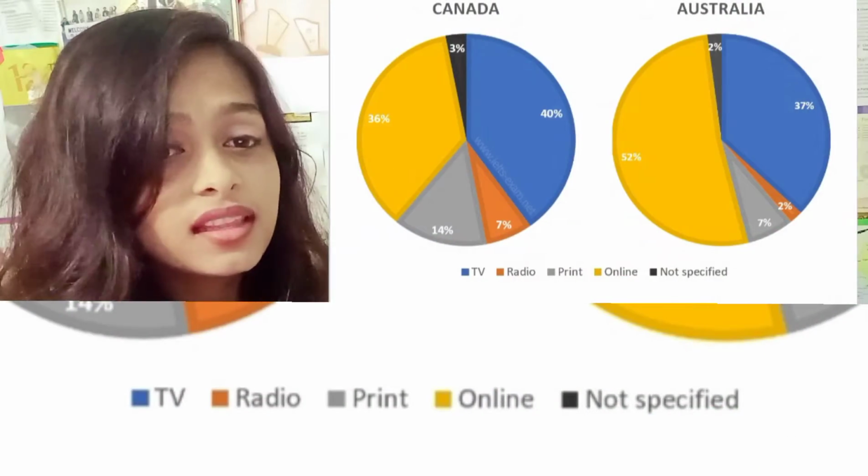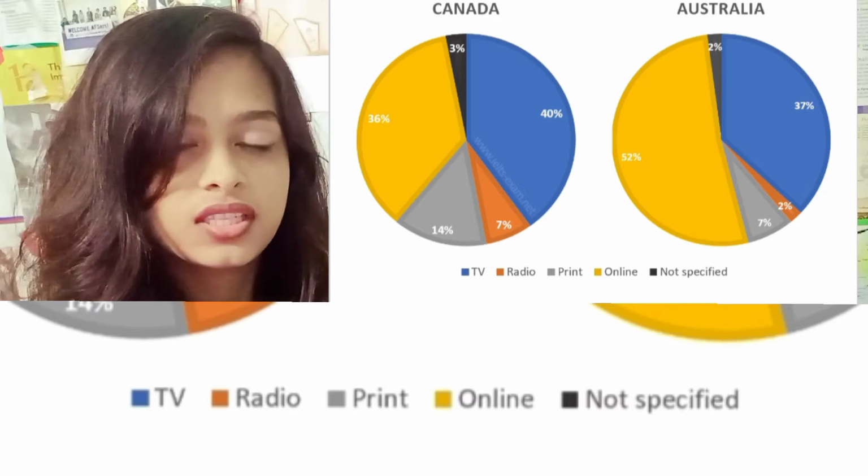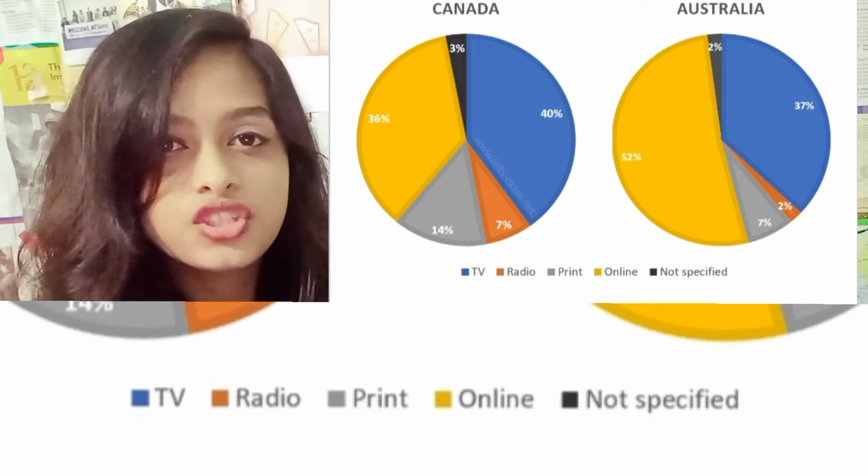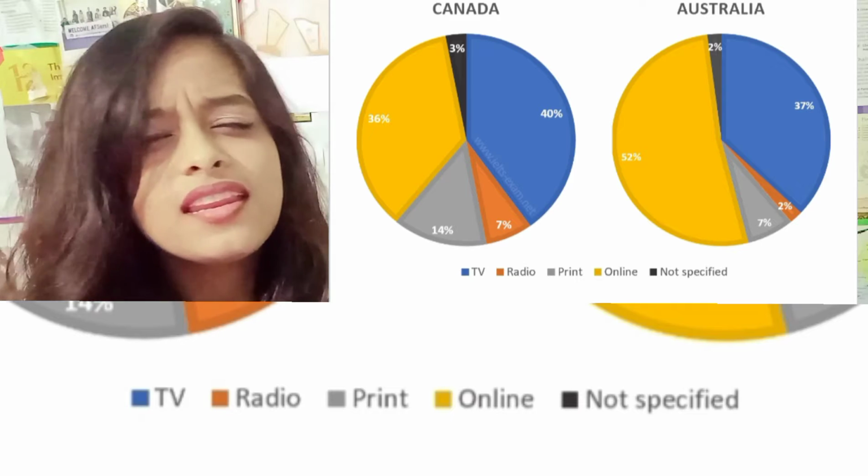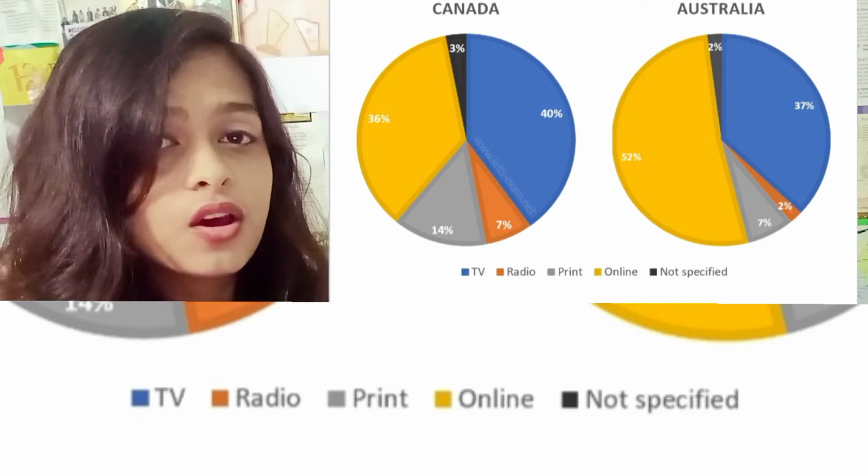Always highlight the largest and smallest proportions. If there are two pie charts in different time periods, then you must highlight the key changes or trends.